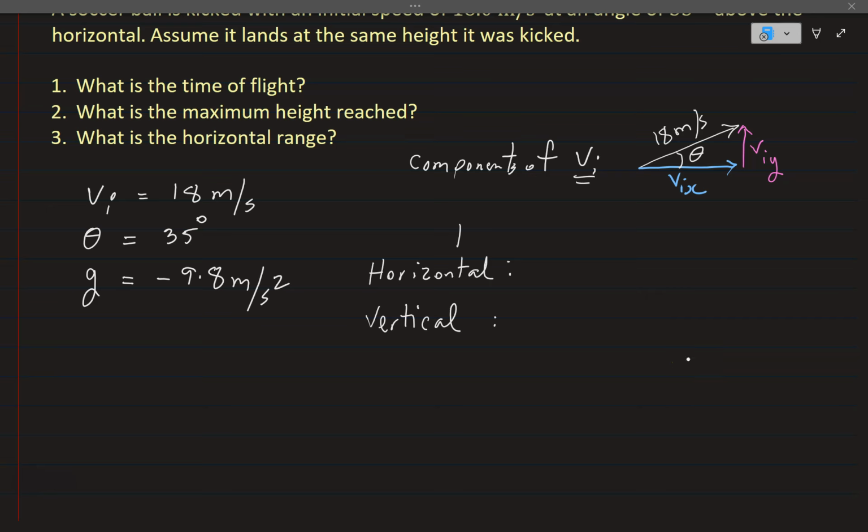So basically, we're going to start with the horizontal, which is V ix, and that is adjacent over hypotenuse, which is cosine.